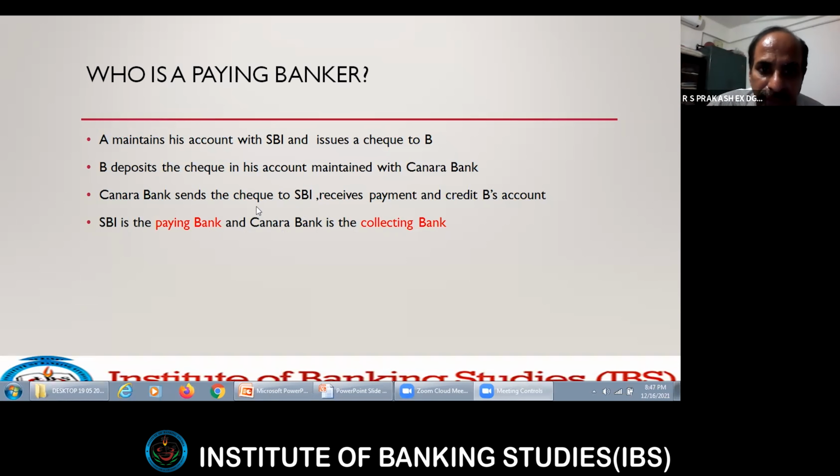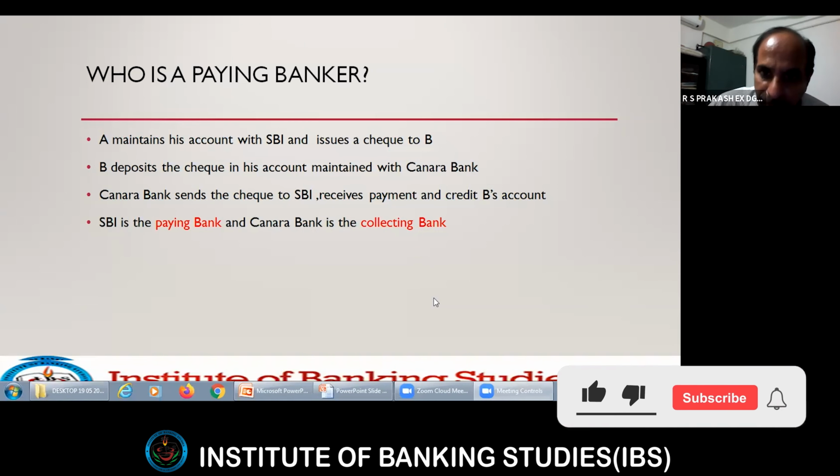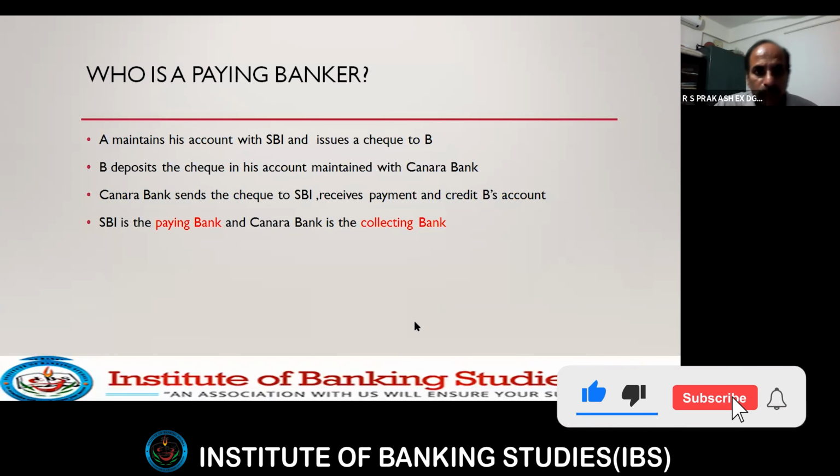Like here in this example, Canara Bank is the collecting bank because the drawee bank is SBI. So the check or the drawer's bank is SBI, the payee's bank is Canara Bank. So that's why the payee's bank will become the collecting bank. Okay, I don't think any other explanation is required as regards this slide.